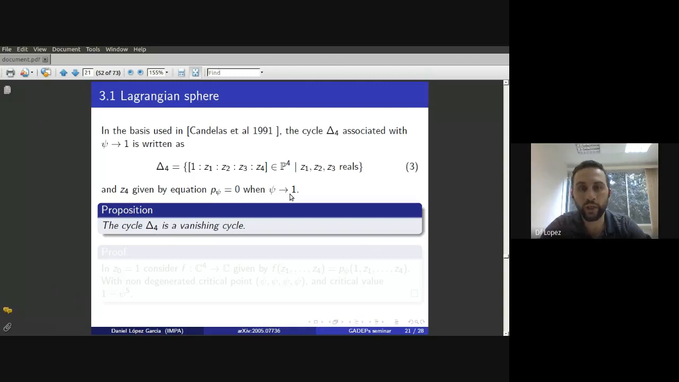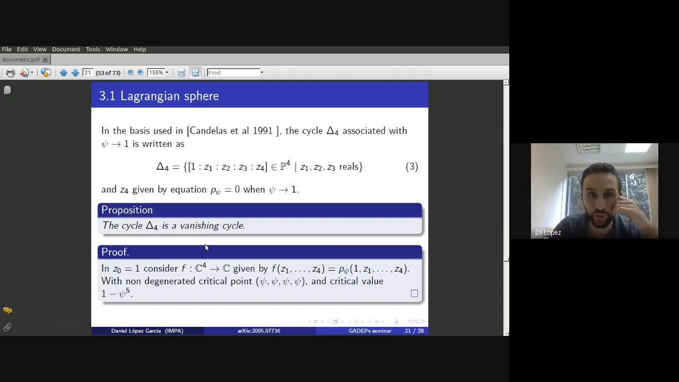We can show that this delta 4 is a vanishing cycle, which means that this is a Lagrangian sphere. The proof is to consider, in the affine coordinate c0 equal to 1, this polynomial defined by P psi with c0 equal to 1. The critical points here are non-degenerate, and they are identified, after the quotient by the group G, with this number here. The critical value is this, which corresponds to the degeneration where psi goes to 1. And this is basically the ingredient for the proof that it is a vanishing cycle: a critical point which is non-degenerate.